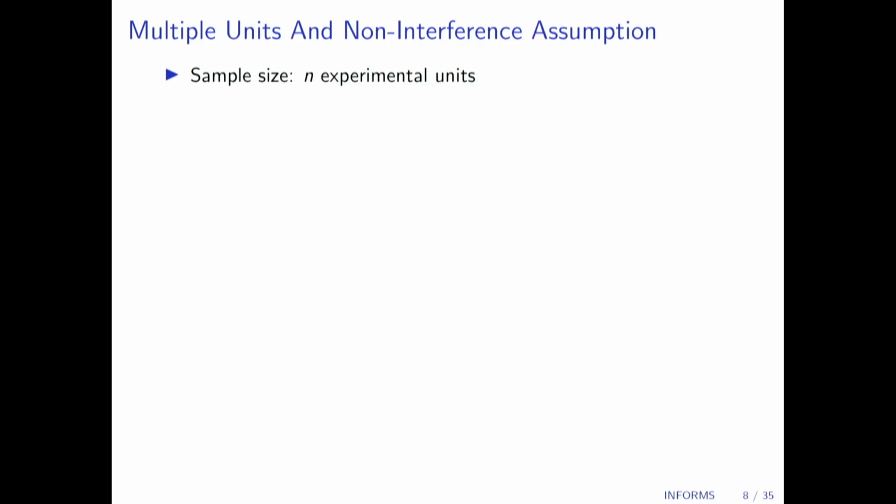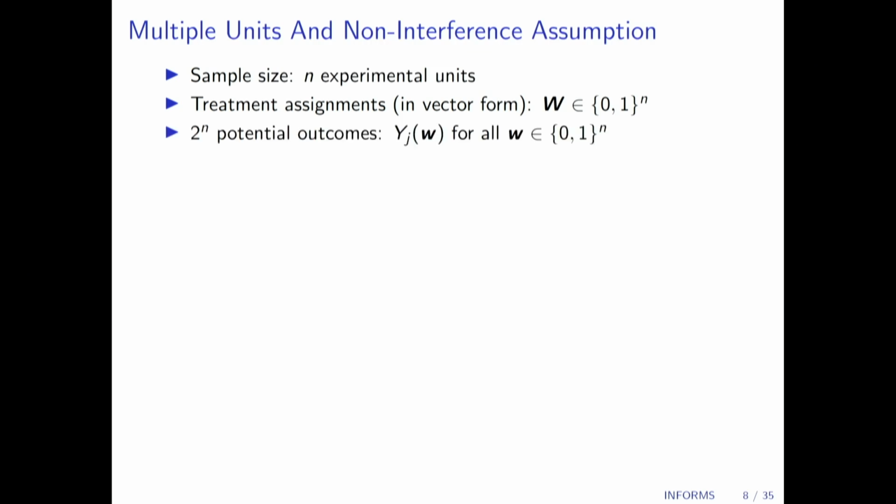So let there be n experimental units, and let the treatment assignment take this vector form. Previously, it was just one single treatment. But right now, if there are multiple units, we have multiple treatments, so it's captured by W1 to Wn. And once again, I'm using capital letter W to stand for a random variable, and small letter w to stand for a realization.